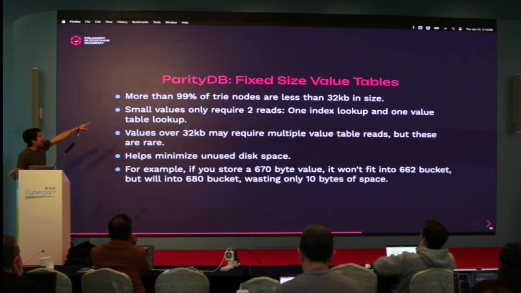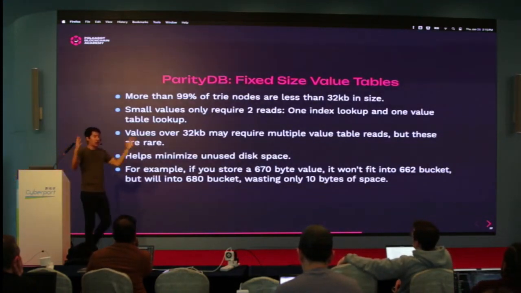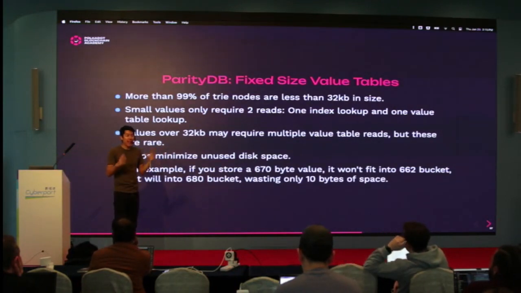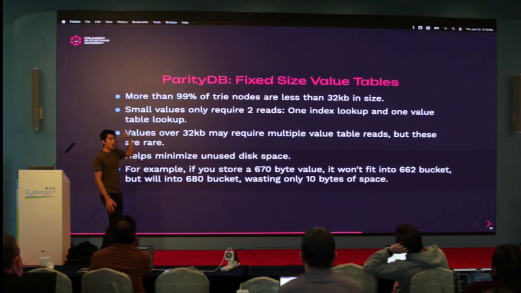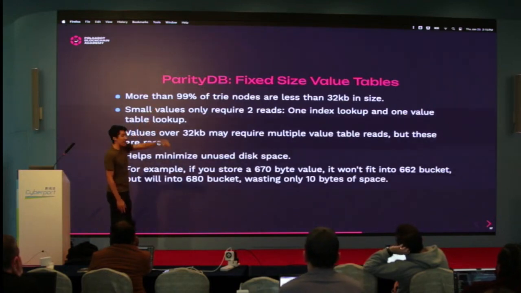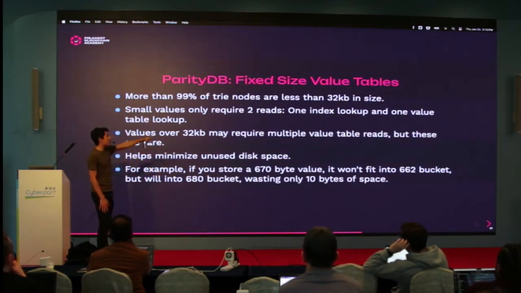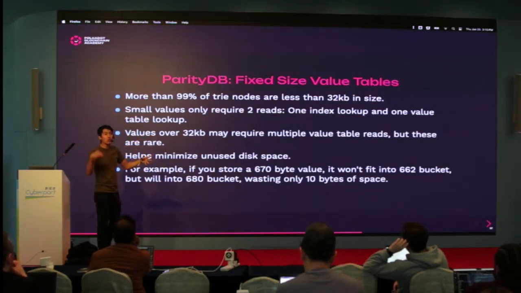More than 99% of the tree nodes are less than 32 kilobytes in size. So when we're designing for a blockchain database, most of the items in our database are going to be very small, definitely smaller than 32 kilobytes, right? Small values only require 2 reads: 1 read for the index and 1 value table lookup. So it's very fast and constant time to fetch a value. Values over 32 kilobytes may require multiple value table reads, but these are rare. Again, because there are so few of them, you might have to do multiple reads, but it's very rare.